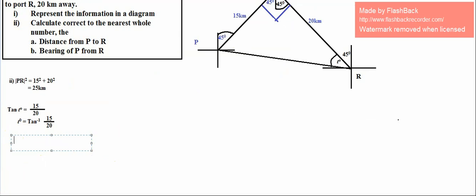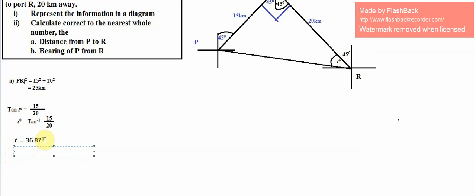is T. Our T will be equal to the value of tan inverse of 15 over 20, and that is 36.869. Good. So if we want to look at the bearing, we know we have to add the 45 to it, the whole angle here. But this one should be rounded to the nearest whole number.